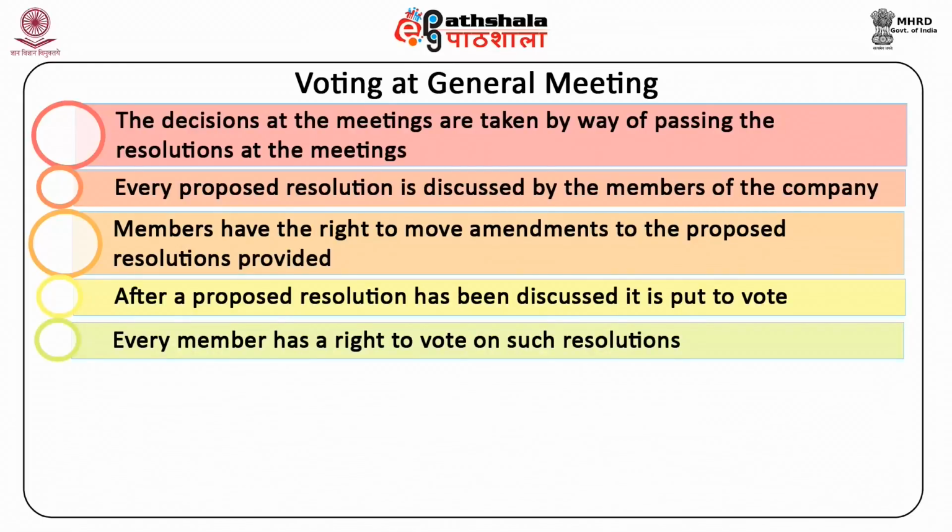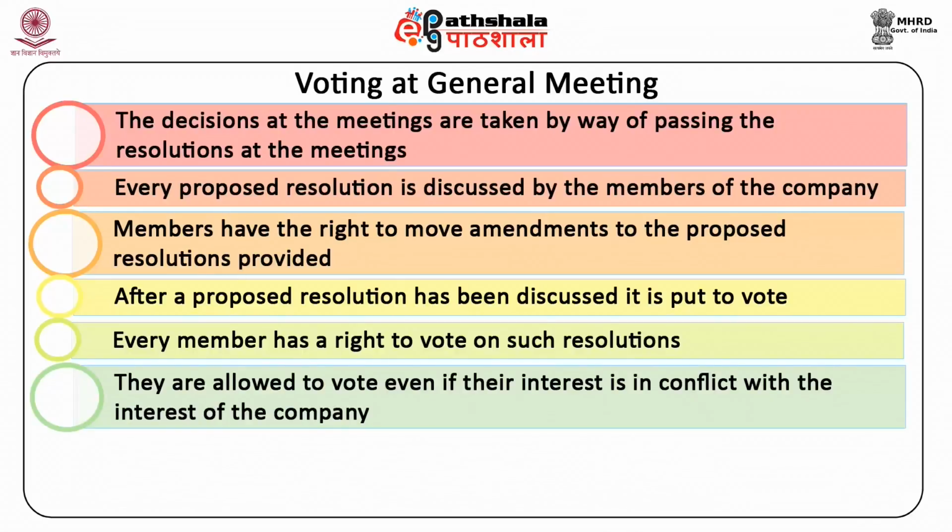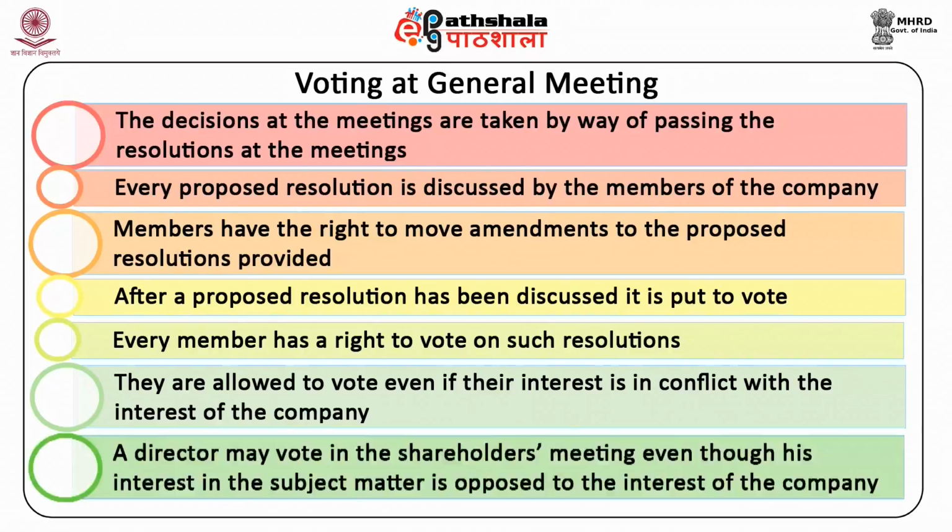Every member has a right to vote on such resolutions. Shareholders may exercise their voting rights in their best interests with complete freedom. They are allowed to vote even if their interest is in conflict with the interest of the company. A director may vote in the shareholders meeting even though his interest in the subject matter is opposed to the interest of the company. The preference shareholders have right to vote only on such resolutions which directly affect them, and when their dividends are in arrears for a specified number of years.